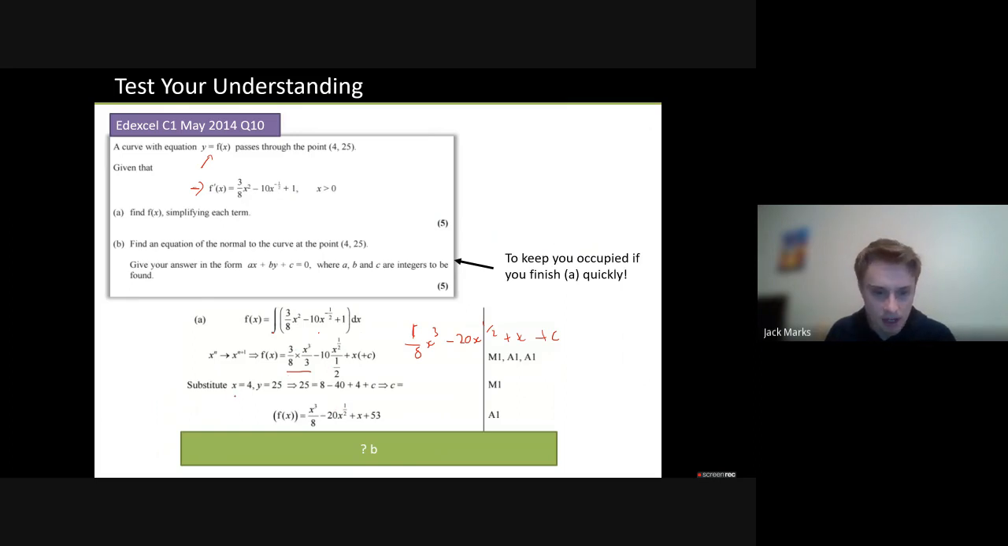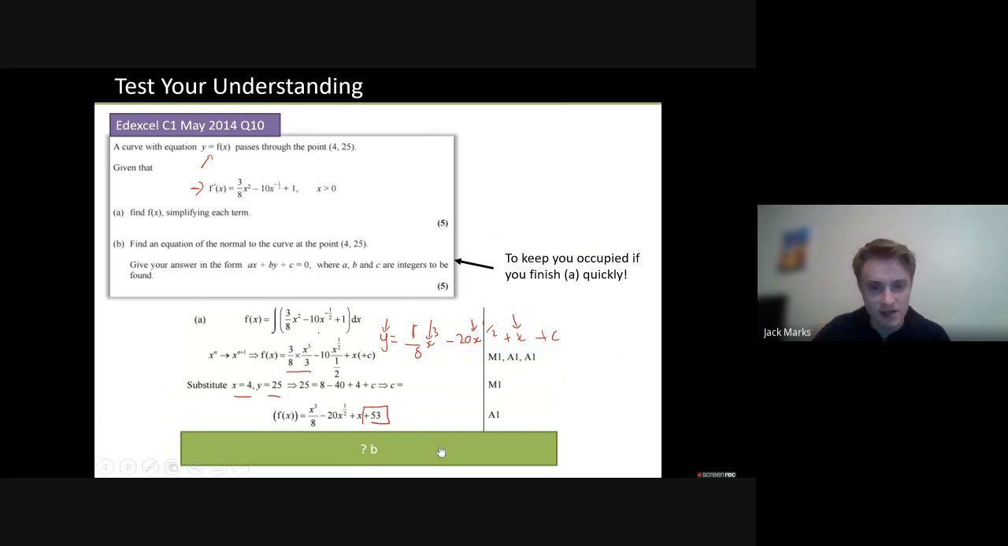If we substitute in x equals 4 and y equals 25, so you could write f of x equals, or you could put y equals in the situation. So put 25 in here, and all these three here need to be 4, and you will get your c. And your c should be positive 53 by the look of it.